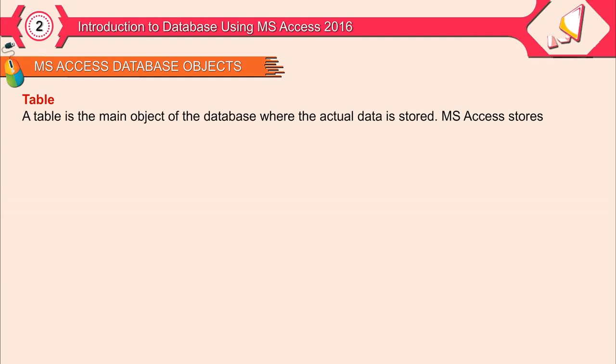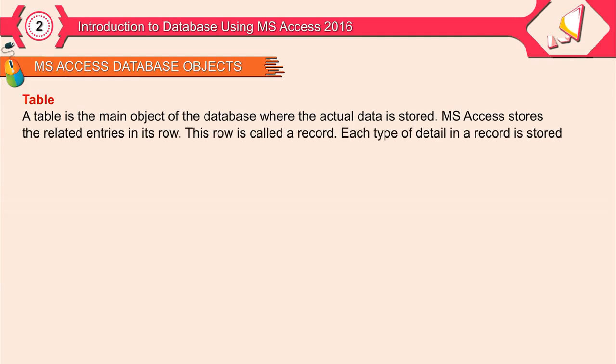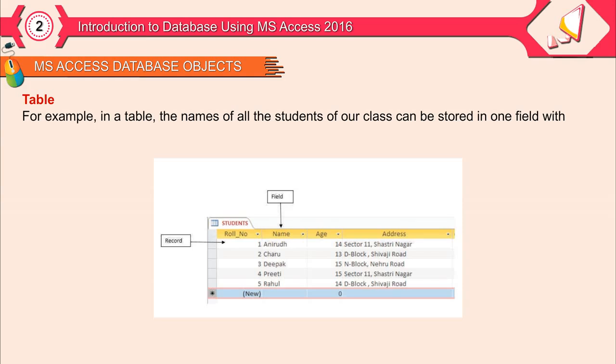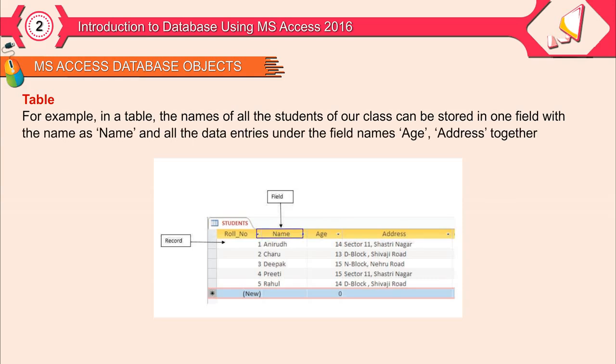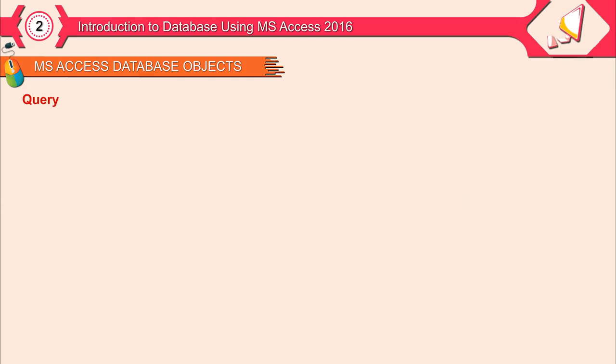Table. A table is the main object of the database where the actual data is stored. MS Access stores the related entries in a row. This row is called a record. Each type of detail in a record is stored in columns known as fields. For example, in a table, the names of all the students of our class can be stored in one field named name, and all the data entries under the fields name, age, and address together form the record of a particular student.